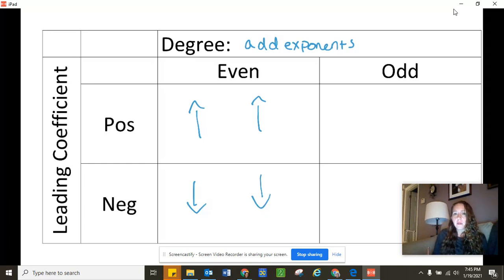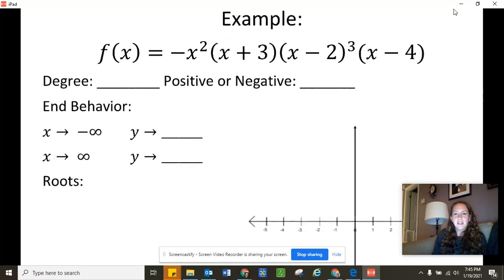For odd, it goes in opposite directions, but the positive or negative part really focuses on where you end up. If it's positive, as you go from left to right, it's going to get higher. It'll start down low and get higher because it's going to get more positive. If it's negative, it's going to start up high and then go lower because it's going to get more and more negative. But anyway, yeah, there you go.